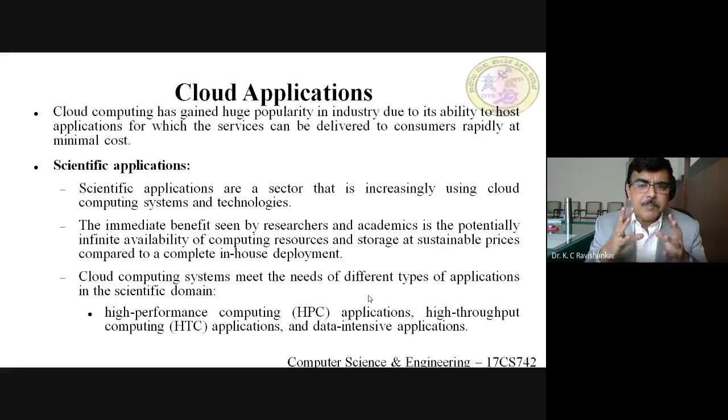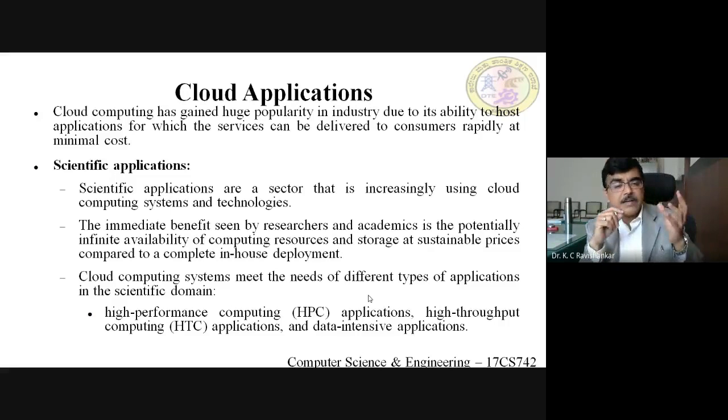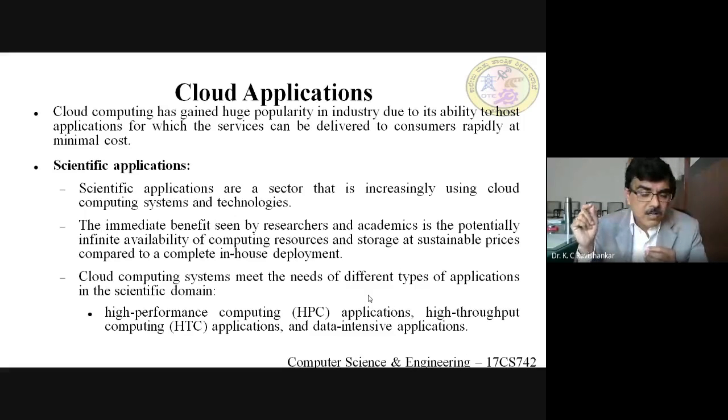Cloud computing systems meet the need of different types of applications in the scientific domain. That is high performance computing applications as well as high throughput computing applications and data intensive applications. As we know already, medical data is enormous. So a doctor sitting at Delhi can treat a person available in JIPMER, Pondicherry. This we have seen, a live demonstration, when we went for a conference on the cloud. That is what we are discussing here.